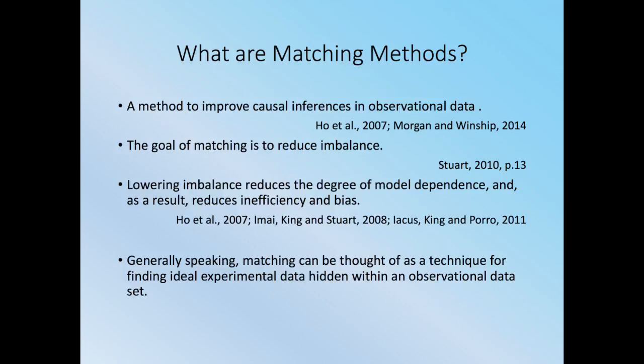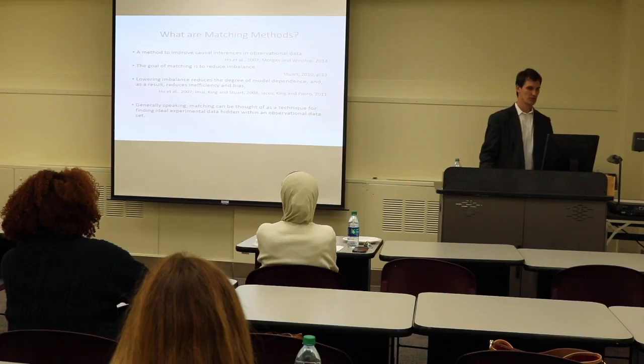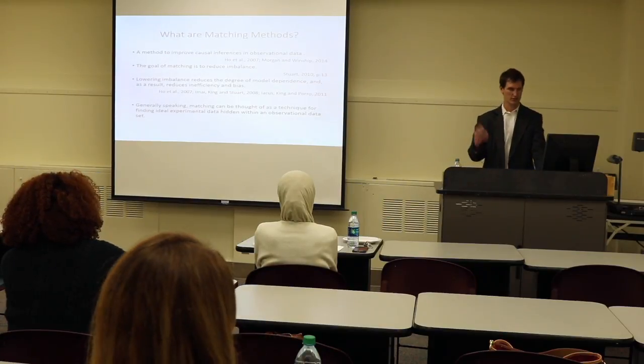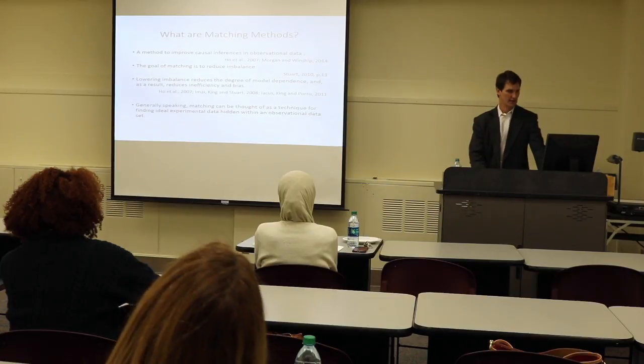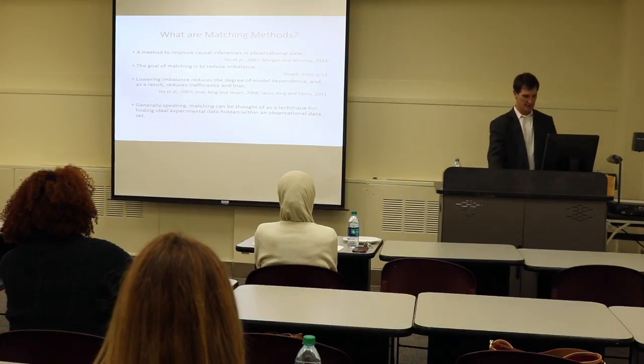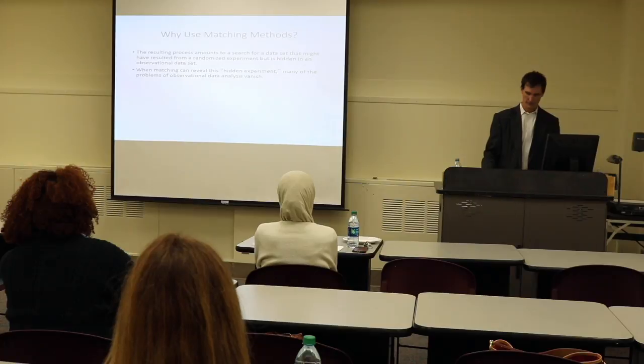The matching techniques in general, not specifically propensity scores, can be very effective for lowering imbalance, and reduce some of the problems that we have with model dependence in the statistical estimation of causal effects, and as a result, reduce some of the inefficiency and bias that we sometimes see in these non-randomized studies. So generally speaking, we can think of matching in general, because there are other ways of doing it, as a technique for finding ideal experimental data that are hidden within the observational data sets, right? So that's kind of where we're going with this.